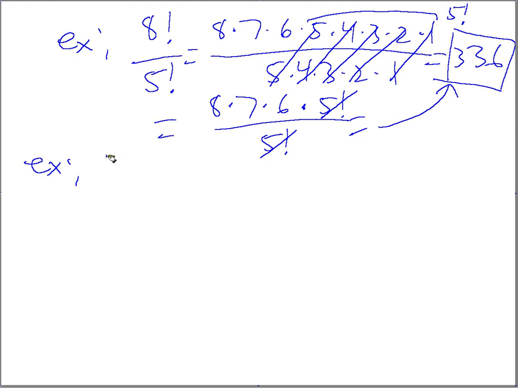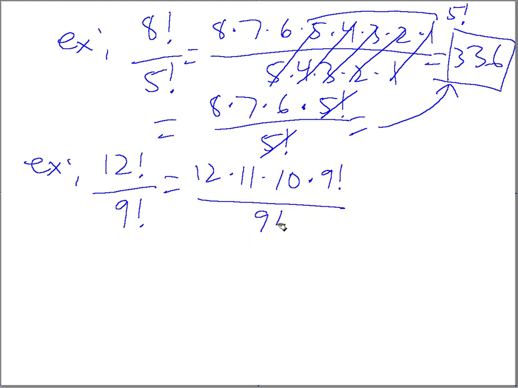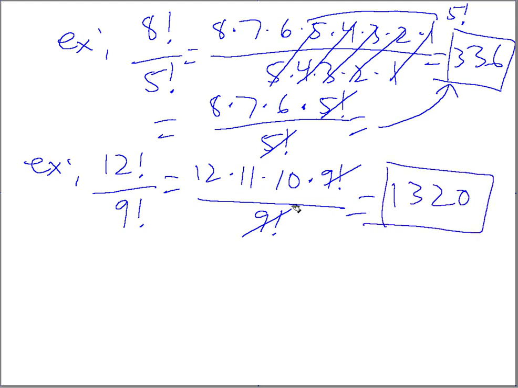Let's take a look at something like 12 factorial divided by 9 factorial. This is going to be 12 times 11 times 10 times 9, 8, 7, all the way down to 1, but that's 9 factorial, divided by 9 factorial, so I'm just going to cancel out the 9 factorials. This is the shortcut we're talking about. So here I'm just multiplying out 12 times 11 times 10. 12 times 11 is 132, times 10 is 1320. Hopefully that's not too bad, using this little trick to do calculations with factorials.